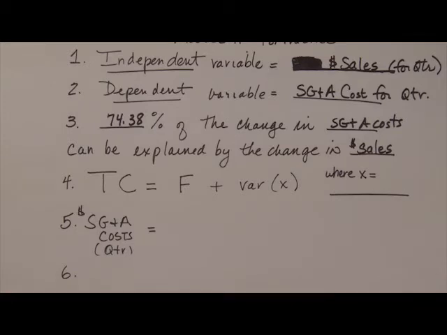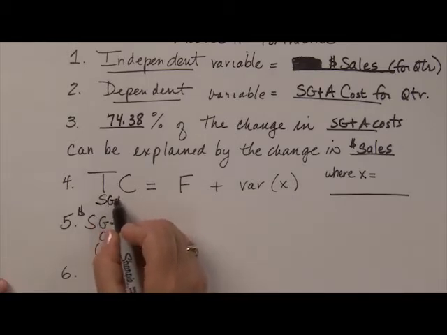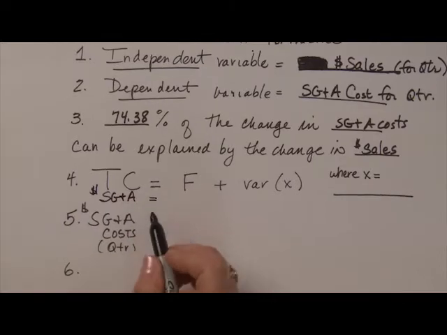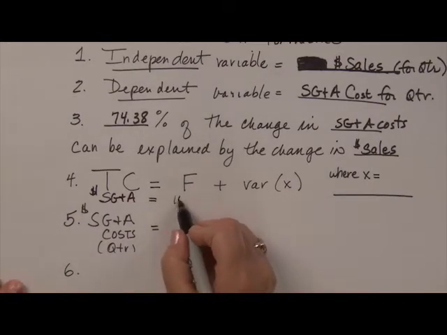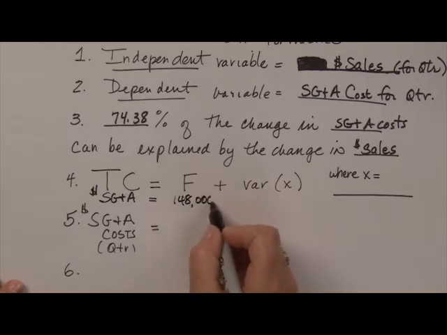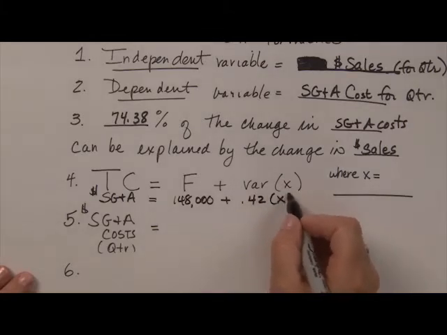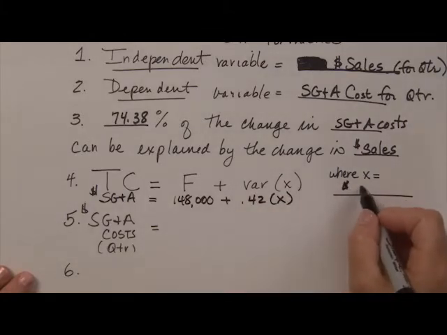Number 4, it asks us to write the cost formula for this situation. So this would be SG&A for the quarter equals the fixed cost being $148,000, the variable being 0.42x, where x equals dollar sales.